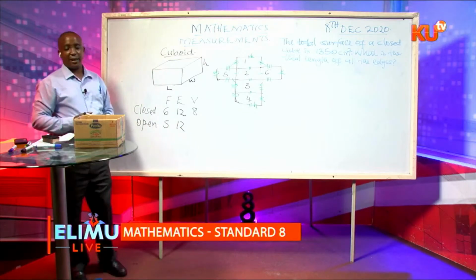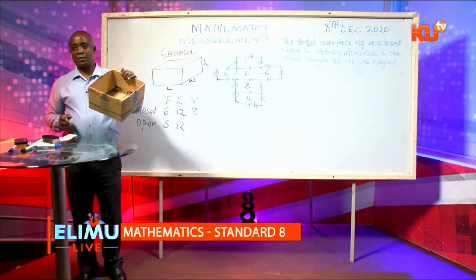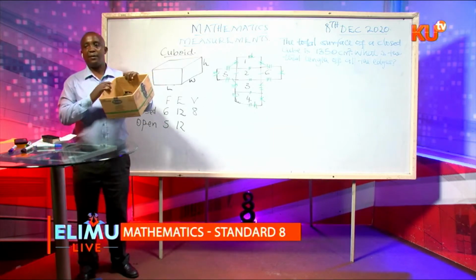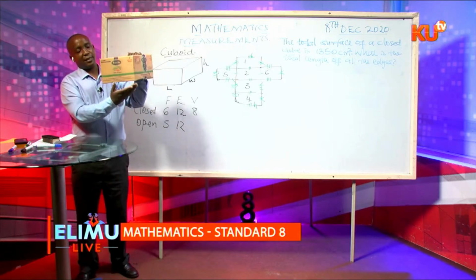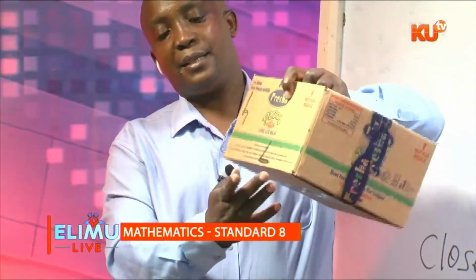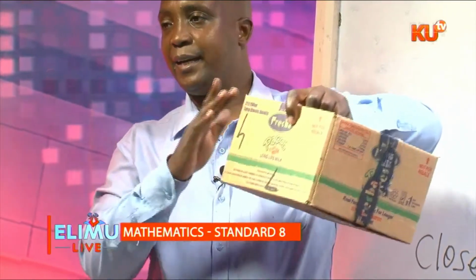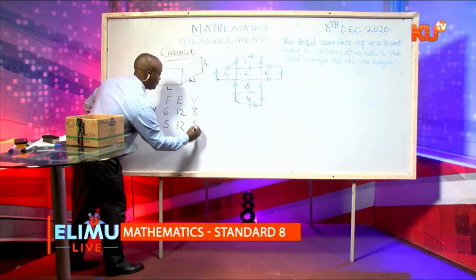What about the vertices? The vertices are the corners where we have said it's where 1, 2 or more edges meet. We have 1, 2, 3, 4. Then we have 5, 6, 7, and 8. So they remain 8.